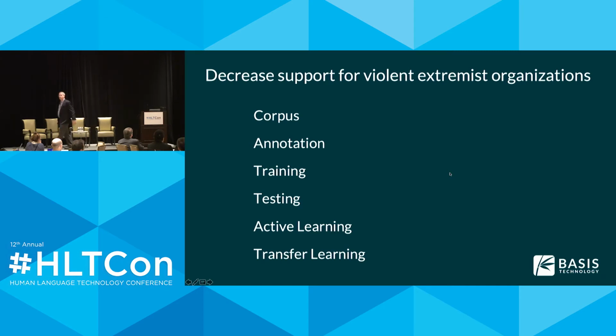So let's just take decreased support for violent extremist organizations. How would we do sentiment analysis for that? Pretty much what we just said. Take a corpus, annotate it, train, test, iterate in an agile fashion with active learning. And I'll throw one more thing up here, which is transfer learning. I'm not going to go into details on this, but this gives us a better ability to bridge, particularly among languages.